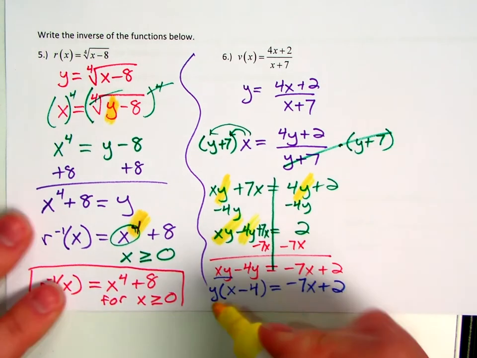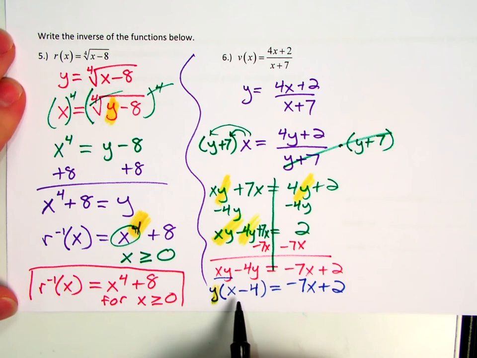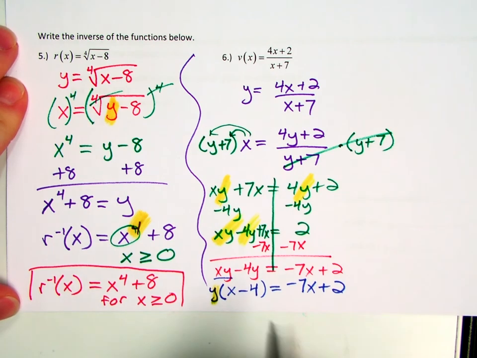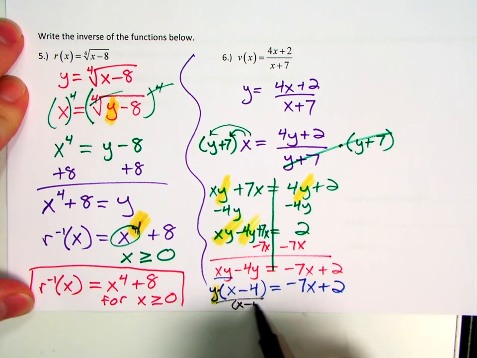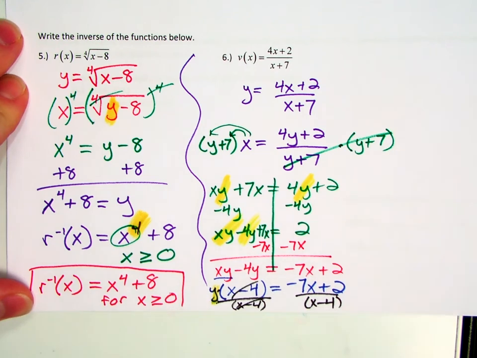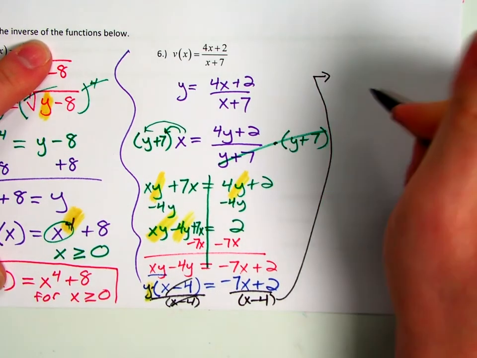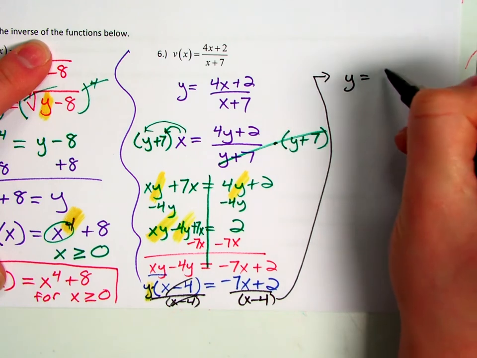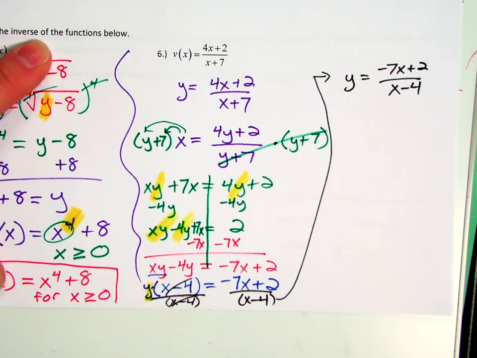And now, in order to get this y by itself, I have to get rid of this x minus 4. In order to get rid of this x minus 4, remember it's multiplication between these things. So if I just divide by x minus 4 on both sides, then my x minus 4 will cancel out, leaving me with y equals negative 7x plus 2 over x minus 4.